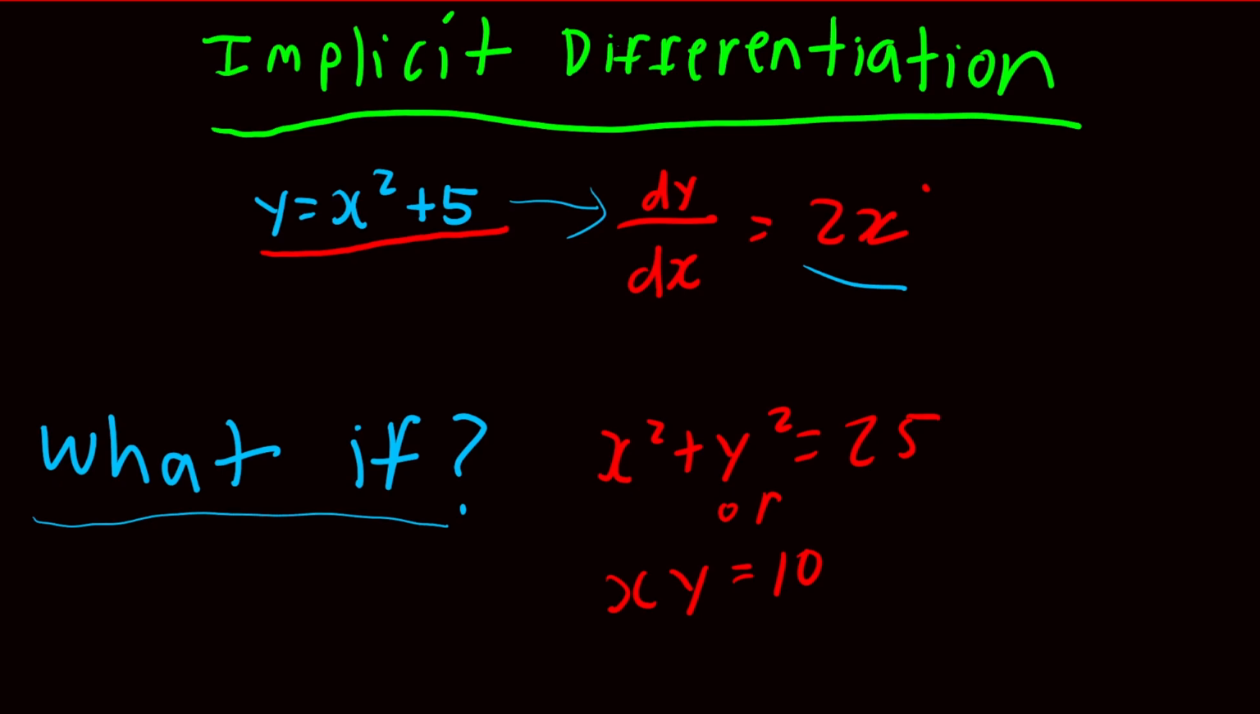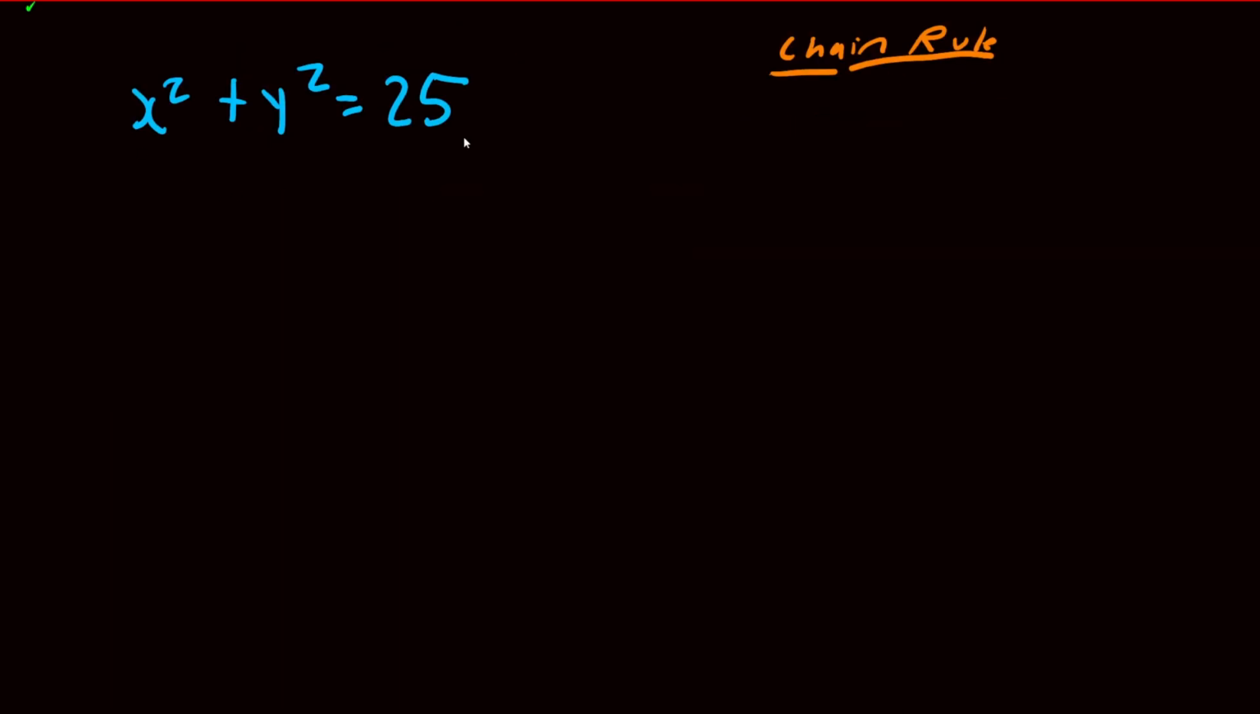But what if we have something like x squared plus y squared equals 25 or xy equals 10? There are x's and y's mixed everywhere, and we can't solve for y nicely. So instead, we differentiate the whole thing with respect to x without isolating y, and that's called implicit differentiation. Now, I know what I just said sounded like gibberish, but you'll understand as we go through our examples.